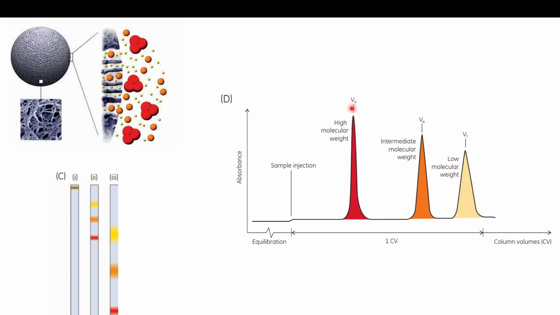Now we will eventually look at what this VO, VE and VT mean. Okay, VO is the void volume, VE is the elution volume, and VT is the total volume of the column in question. And definitely you see here, you first equilibrate your matrix or the resin, and then you apply your sample or inject your sample, okay.